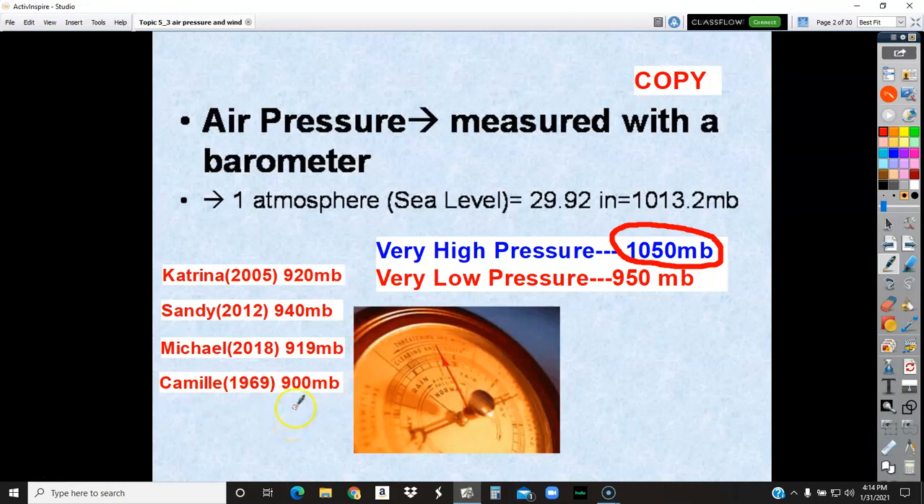Camille, 1969, that hit the Gulf of Mexico, the Gulf Coast. That was 900 millibars. That was a very strong storm, 1969. Prior to myself being born, I was born in 71, but still, nonetheless, that was a strong storm. So when it gets down into the low 900s, those are pretty powerful.